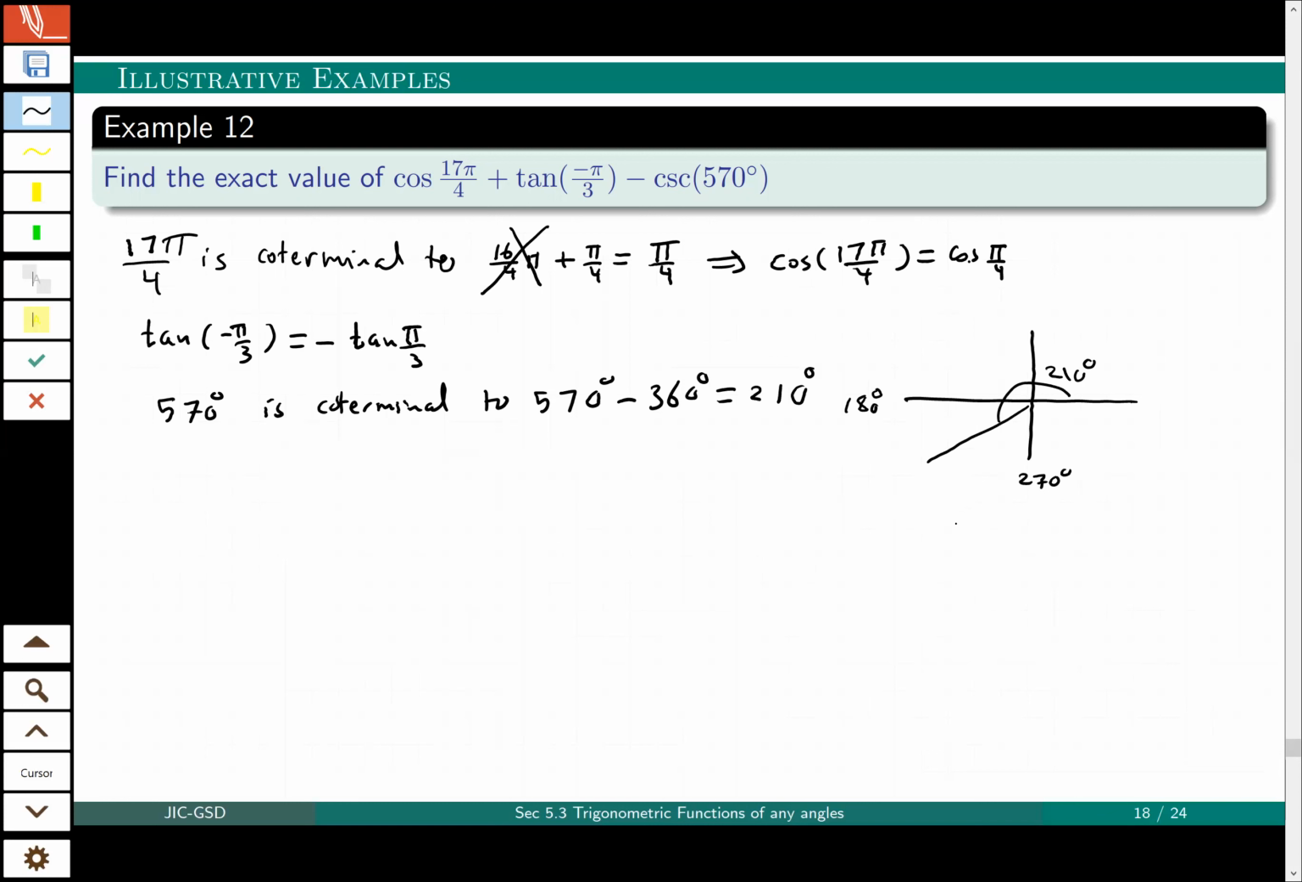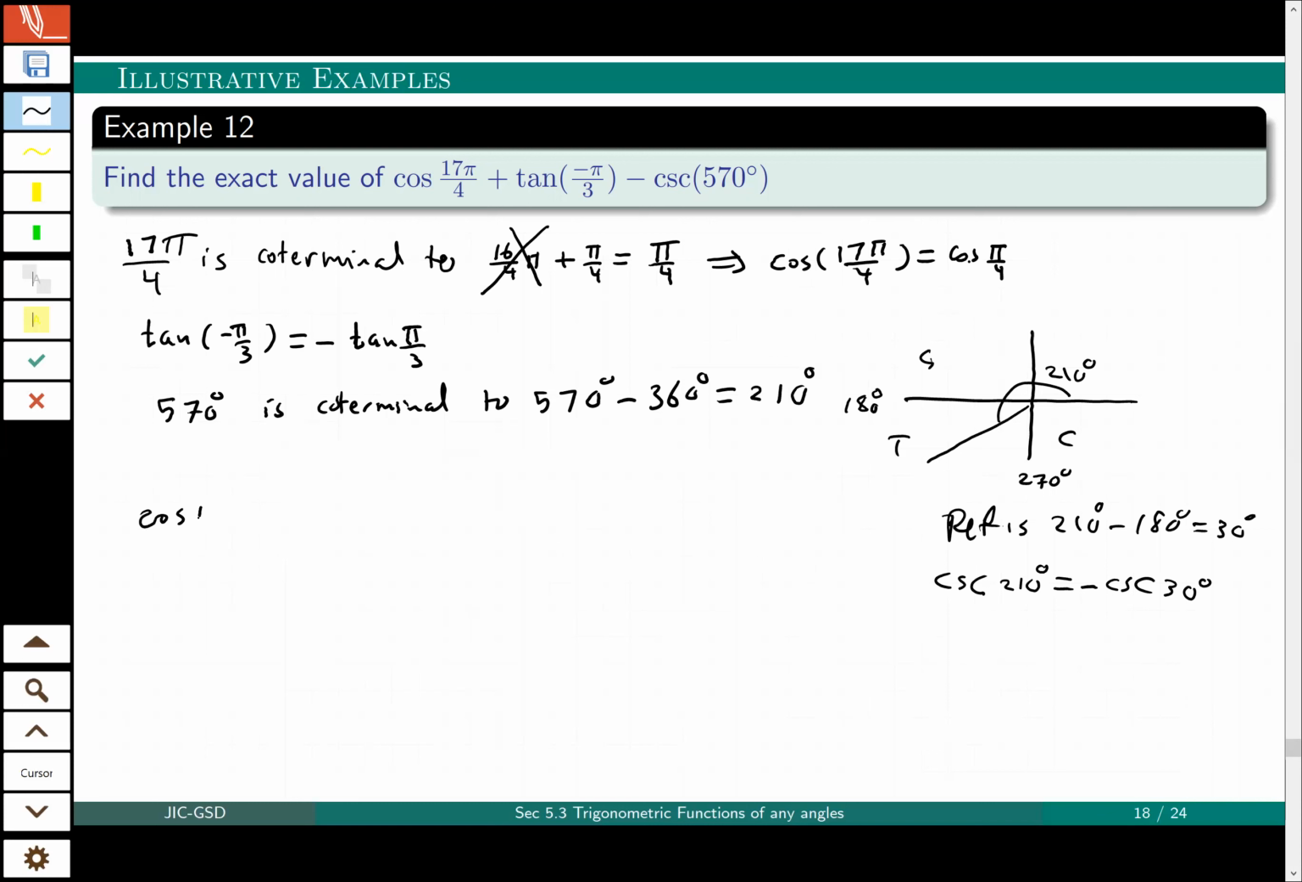So the reference angle is 210 minus 180, which is equal to 30 degrees. ASTC will say you are speaking about cosecant, which is like sine. So cosecant of 210 is the negative of cosecant 30 degrees. So we go to answer our question now.